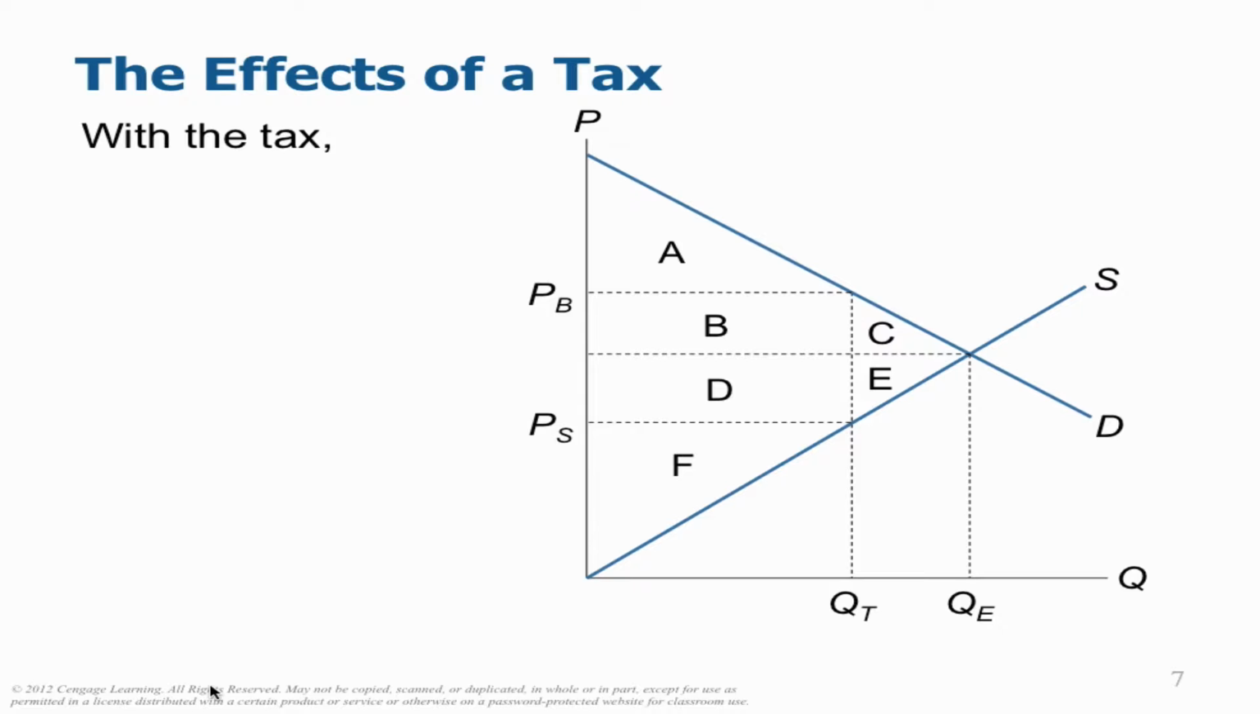With the tax, where is the tax? How do we know where the tax is? Because we go to the quantity of taxation, and the price for sellers and price for buyers. What is consumer surplus with the tax? Consumer surplus with the tax is just A. It's above their price to the left of the curve.